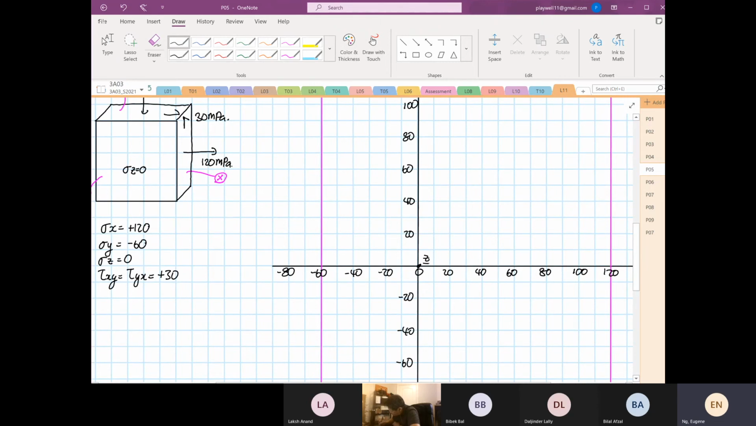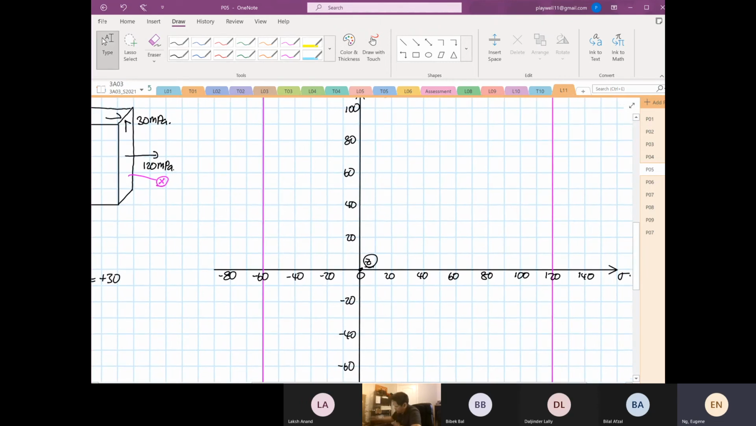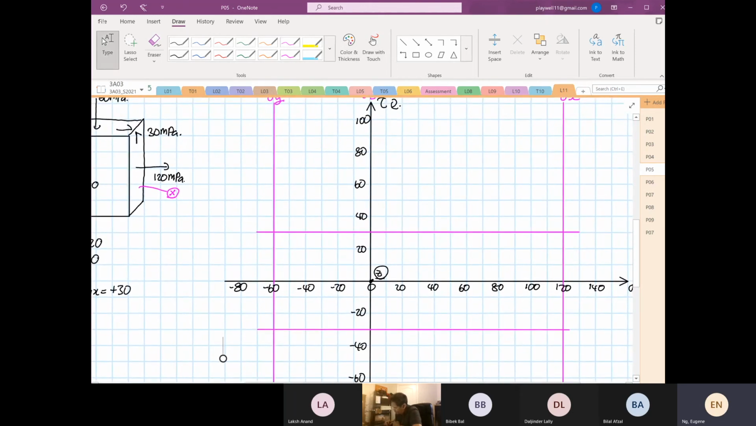Because normal stress is 0, shearing stress is also equal to 0. That's our point Z. Then we look at our shear. We have the 30 shear. Okay, so this is our 30. Then over here, if you look at point Z, point X, the element is rotating anti-clockwise. So this is your point X, and over here, this is your point Y. And then you're going to draw a line.